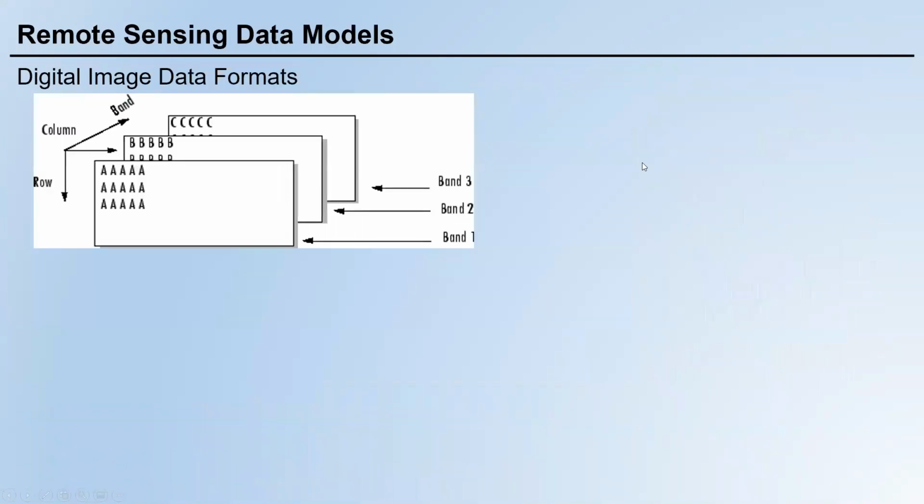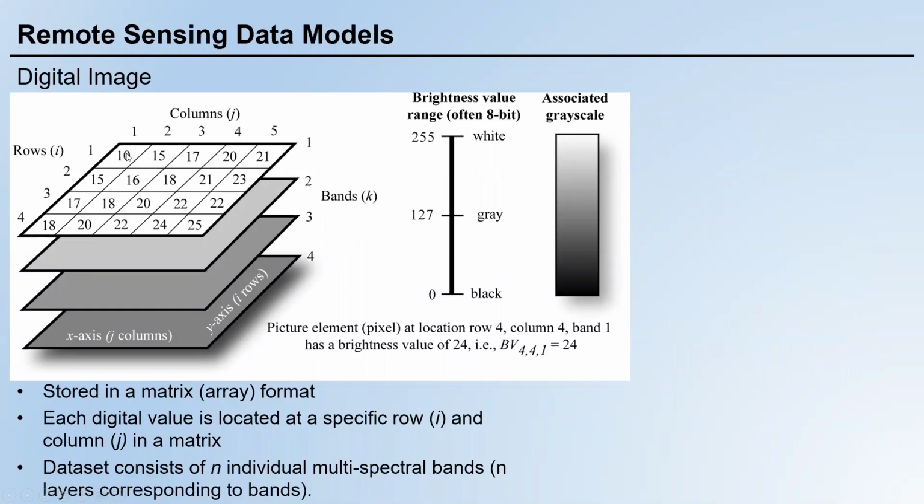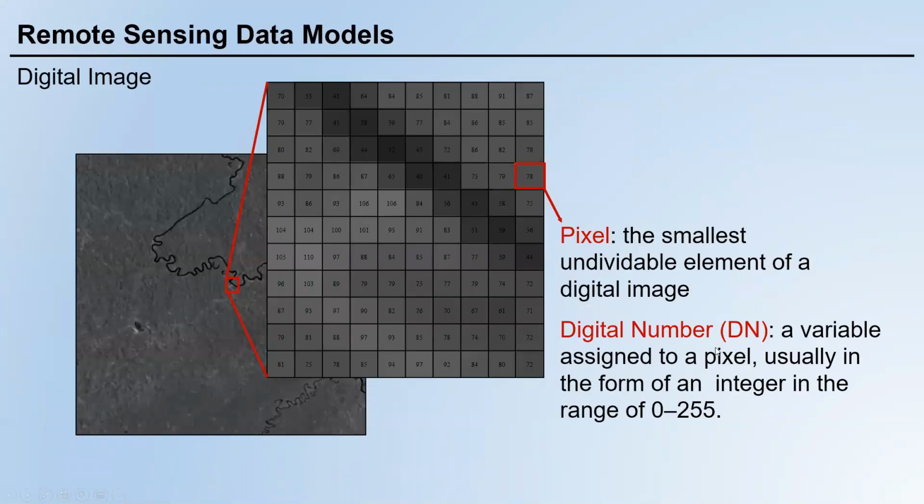Okay. So in the last part of this video, I want to talk about the digital image data formats. We know the meaning of different bands from a sensor. We also know how to locate a pixel, right? By its row number and column number. We also know the meaning of the value here. For a specific image, it's called digital number.